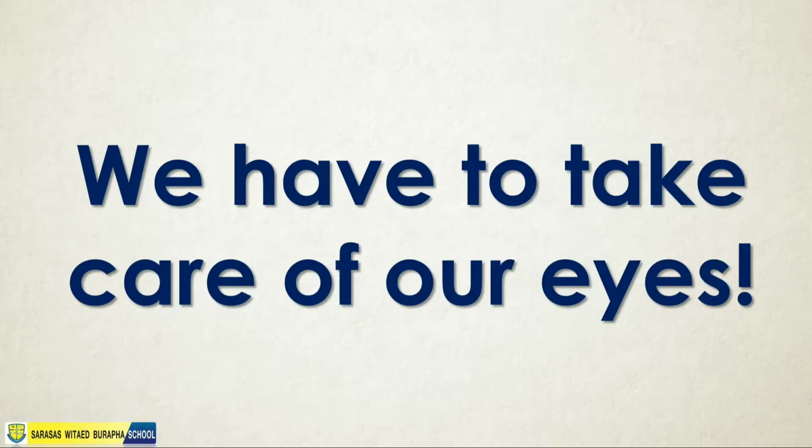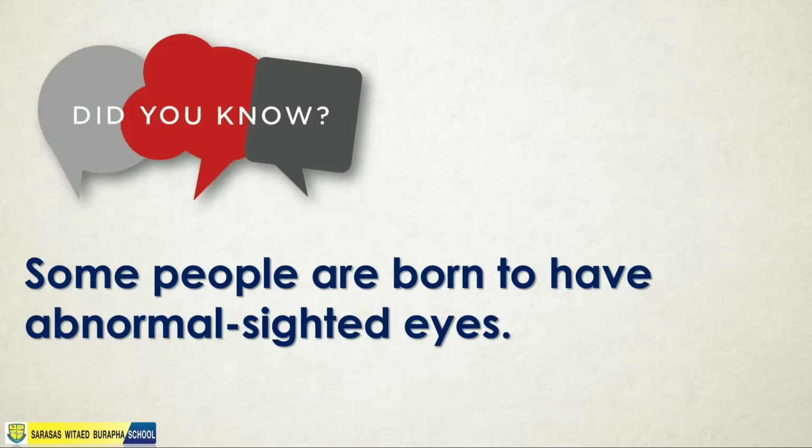Now, that's why we have to take care of our eyes, okay? Or end up being like this. At an early age, you have to wear eyeglasses. So let's proceed. Did you know some people are born to have abnormal sighted eyes? But what does it mean by abnormal sighted eyes? Let's proceed.